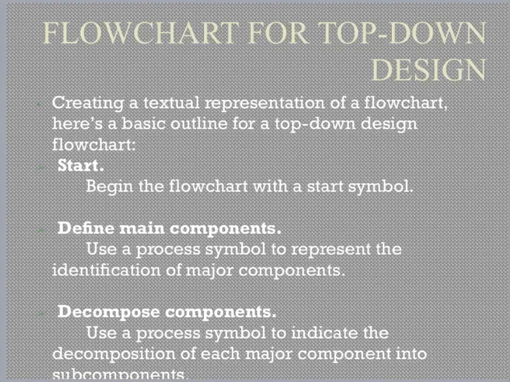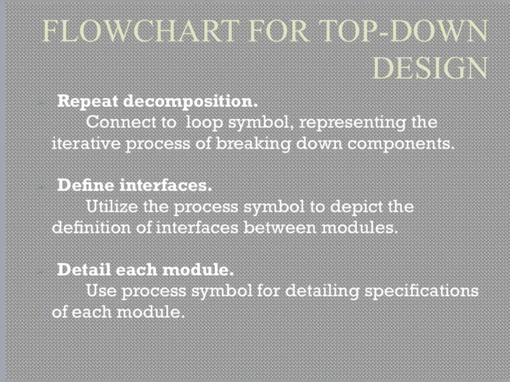Now let's move on to the flowchart for top-down design. Here I present a basic outline for a top-down design flowchart. Start. Begin the flowchart with a start symbol. Define main components. Use a process symbol to represent the identification of major components. Decompose components. Use a process symbol to indicate the decomposition of each major component into subcomponents. Repeat decomposition. Connect to a loop symbol representing the iterative process of breaking down components.